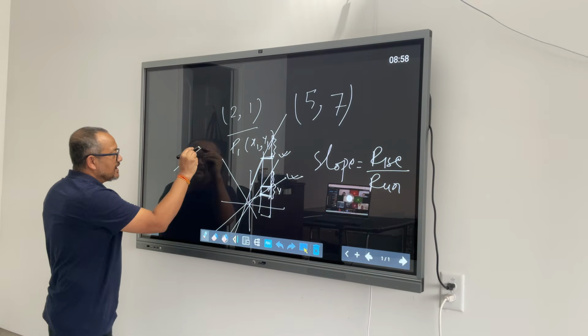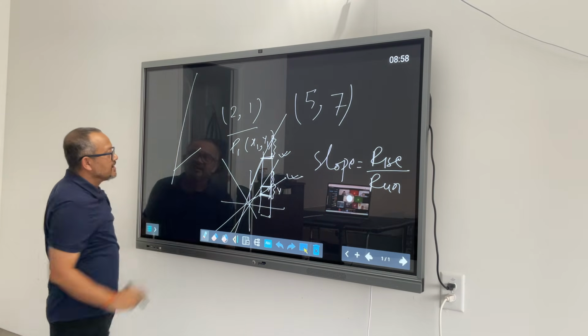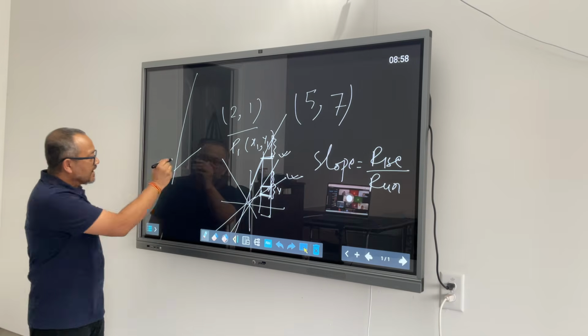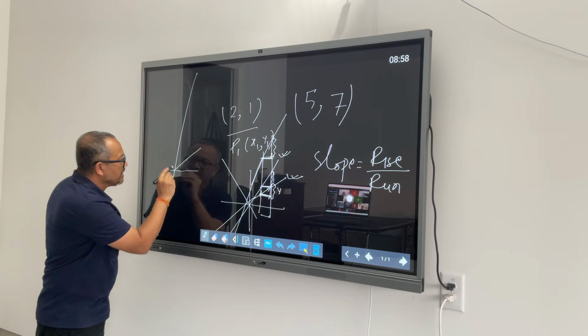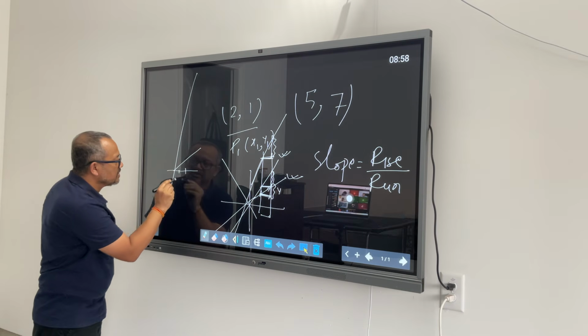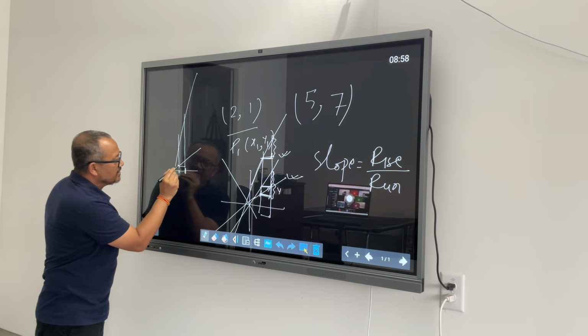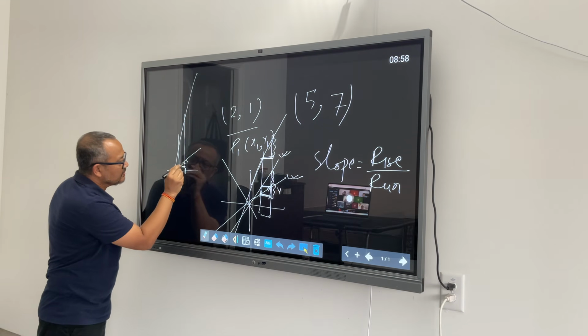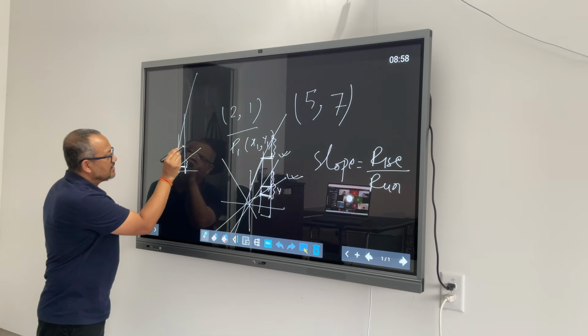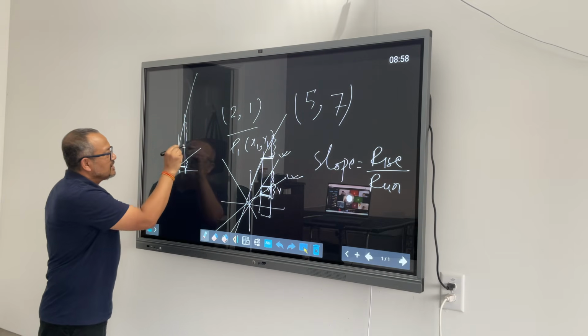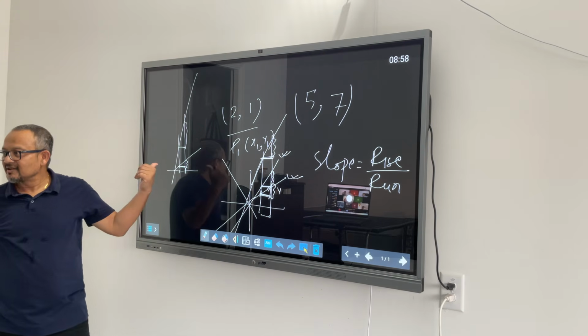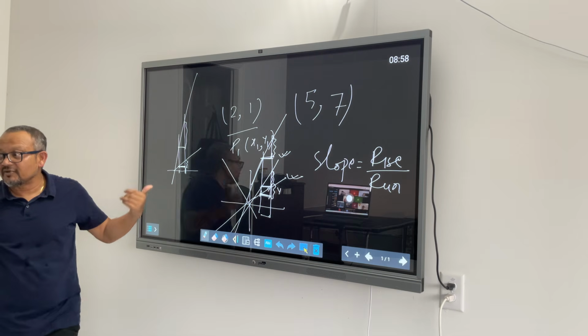So look at this line now and look at this line. Here I have more slope, here I have less slope. If you pick any two points, let's say this one, and look at this one. For the same distance of run, this one has this much rise. For this same distance of run, this one has more rise. This has more slope. So that is how we relate to it.